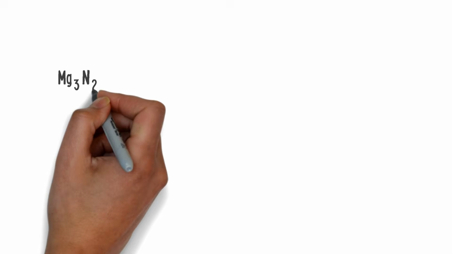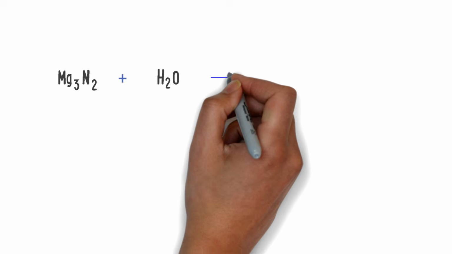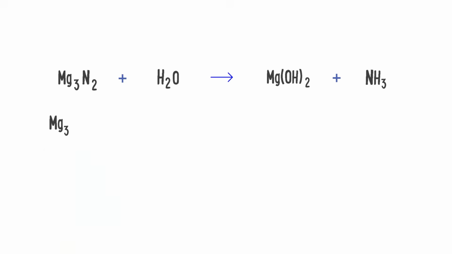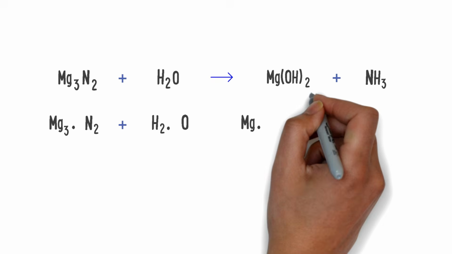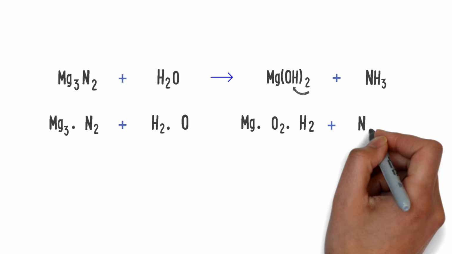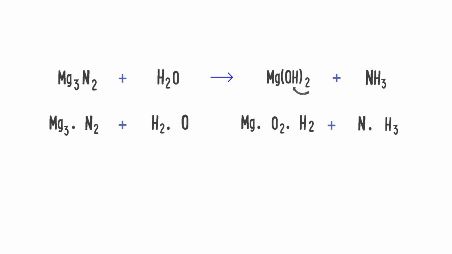Secondly, consider magnesium nitride plus water react together to form magnesium hydroxide plus ammonia. I write Mg3N2 plus H2O and Mg(OH)2 plus NH3. This 2 means 2 times oxygen and hydrogen, O2 H2. Now I start balancing from non-metals like nitrogen. There are 2 nitrogen while there is 1 nitrogen. So multiply this nitrogen by 2. Also multiply this H3 by 2.